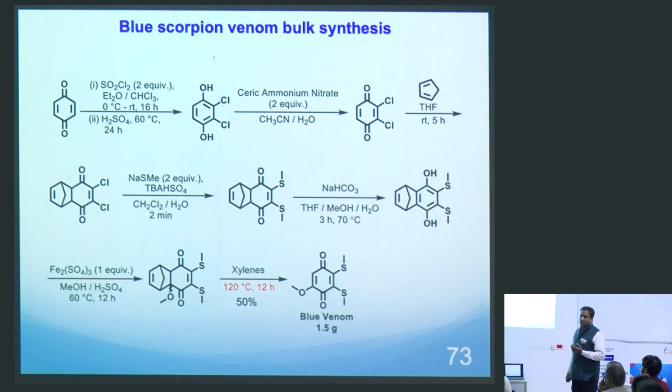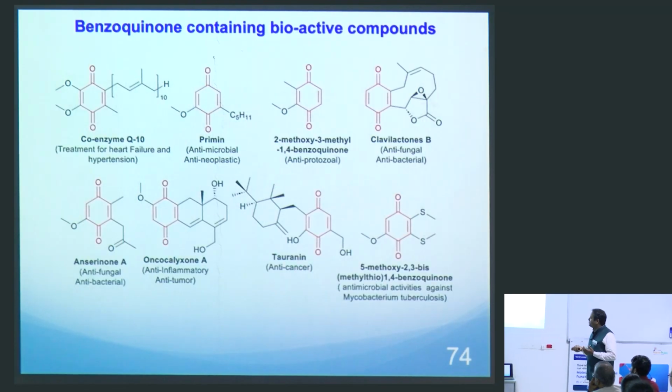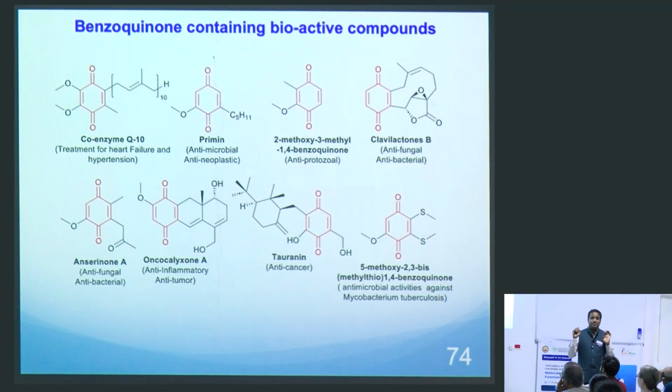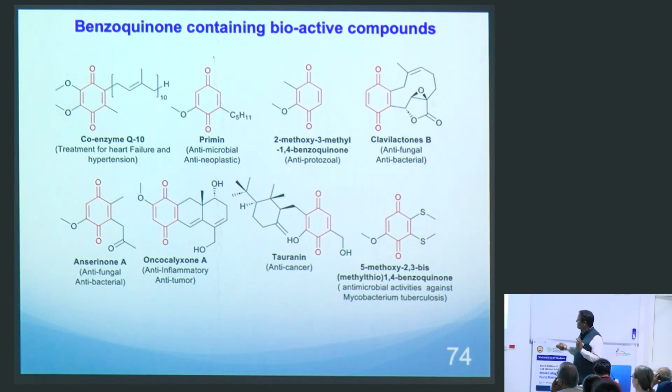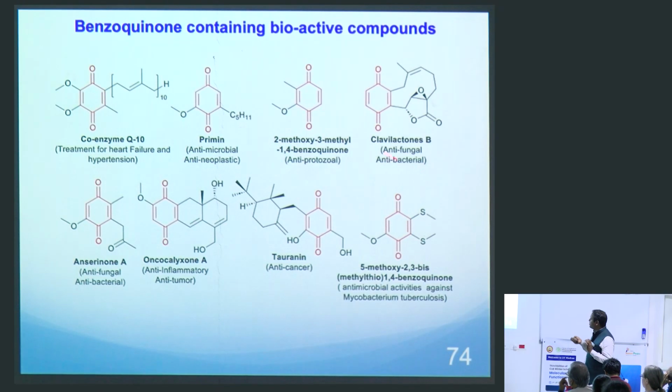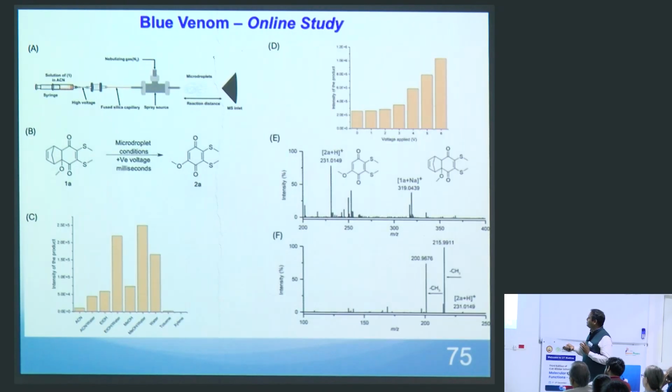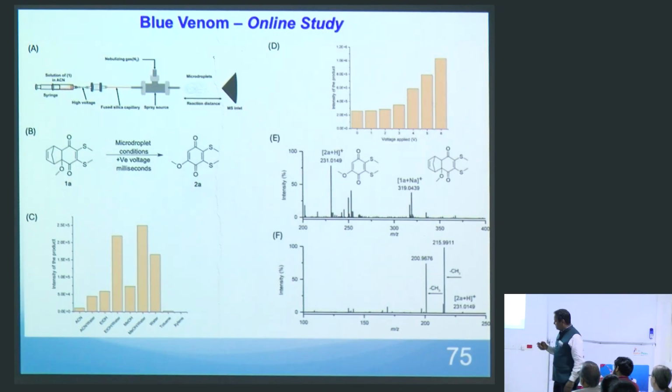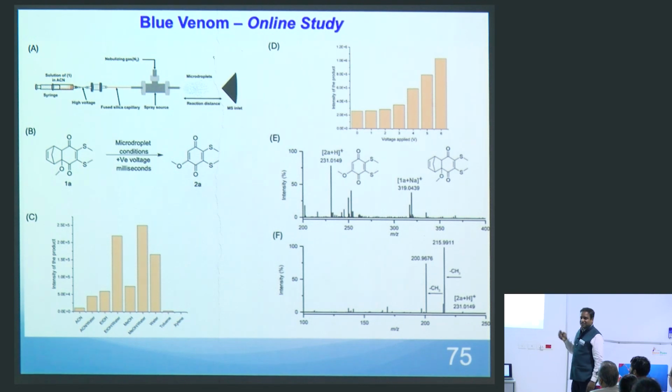It's a quinone compound. Using microdroplets, one can make it in a shorter time. There are several other quinone-containing molecules or potential drug molecules available. By using microdroplets, in which the time is less, I will just conclude. By using the microdroplet method, we are able to convert the Diels-Alder product into the retro-Diels-Alder product in milliseconds.